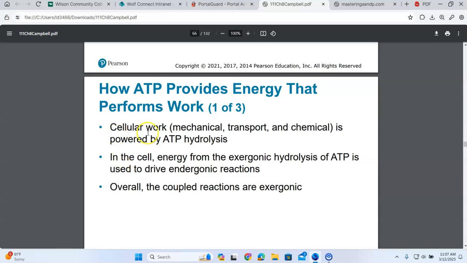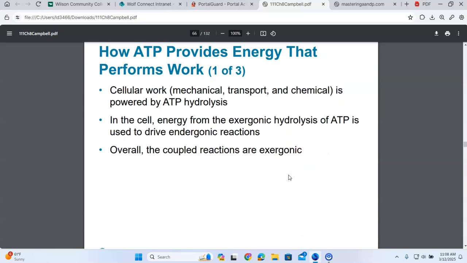And cellular work in the form of mechanical work, transport work, and chemical work is powered by ATP breakdown or ATP hydrolysis. This is important because this is definitely more than one question in your homework assignment: you need to know that the energy from the exergonic breakdown of ATP is used to drive endergonic reactions, or reactions which build larger molecules, anabolic reactions. So that's what is meant by coupled reactions, okay? Exergonic reactions are coupled to endergonic reactions by ATP, basically, is what you need to know.